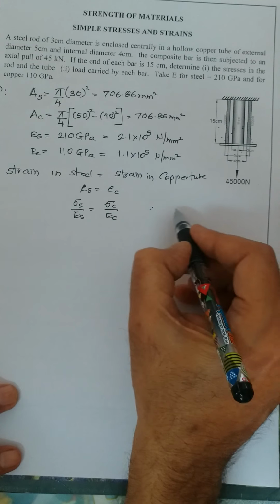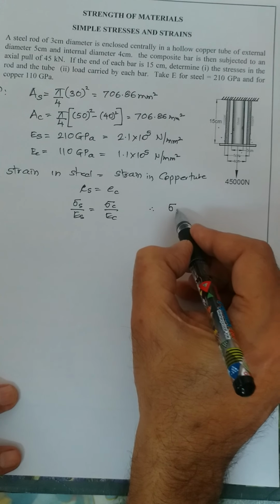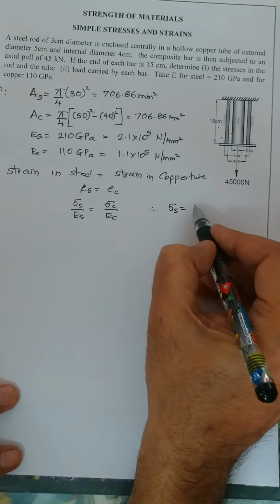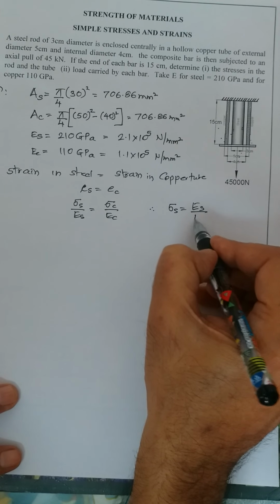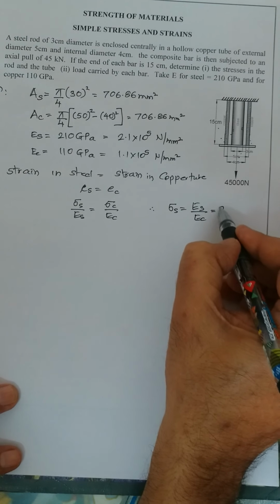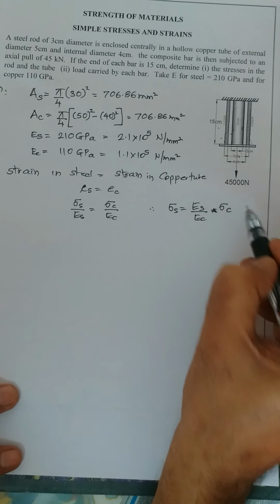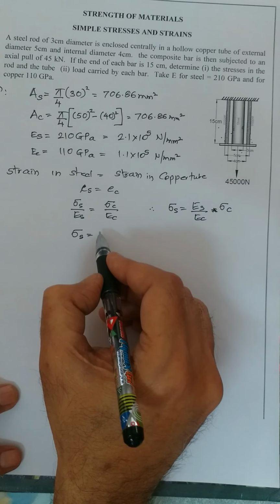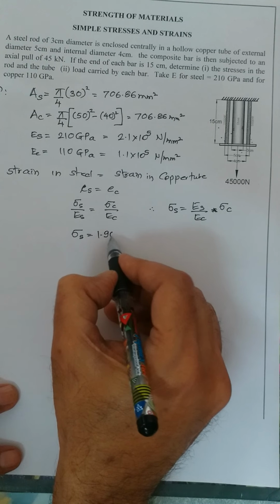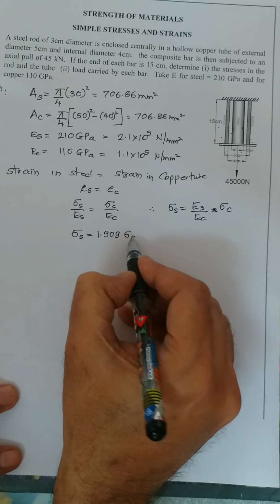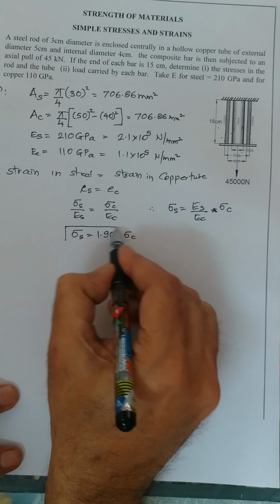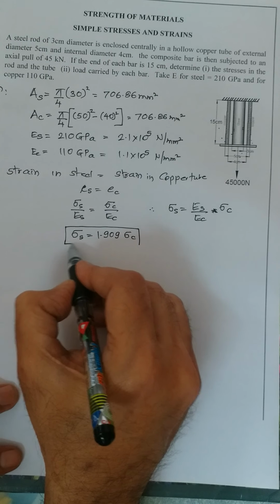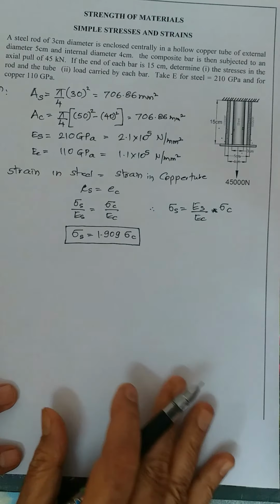So on calculation, we have sigma s equal to E_s by E_c into sigma c. Therefore, sigma s will be equal to 1.909 times sigma c. So this is one equation. We can make use of this equation for further calculation.